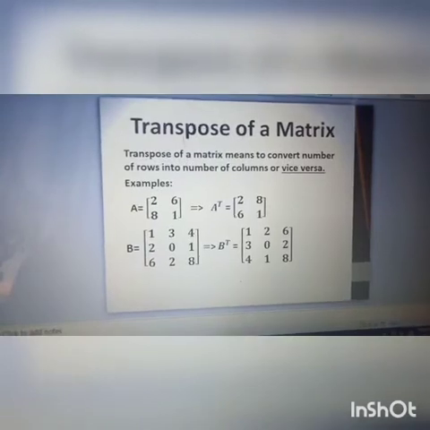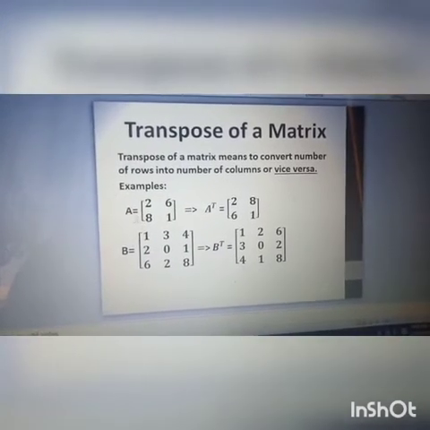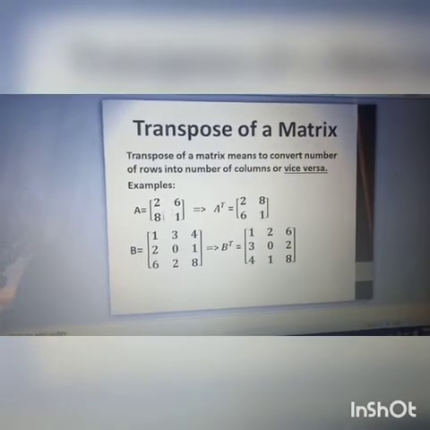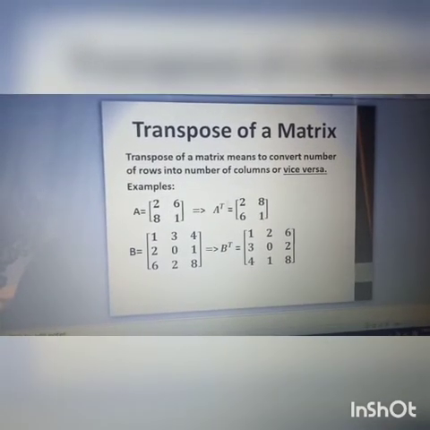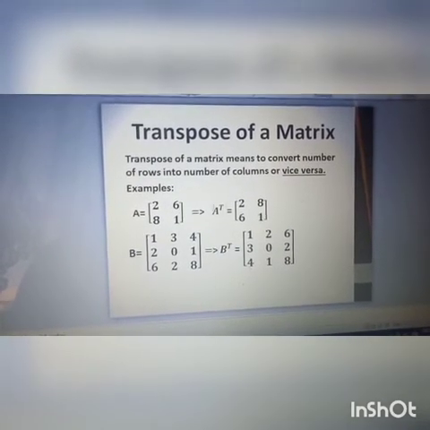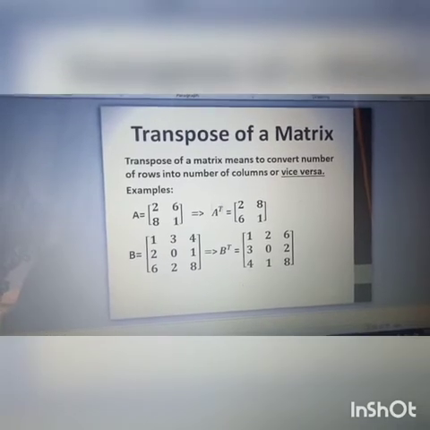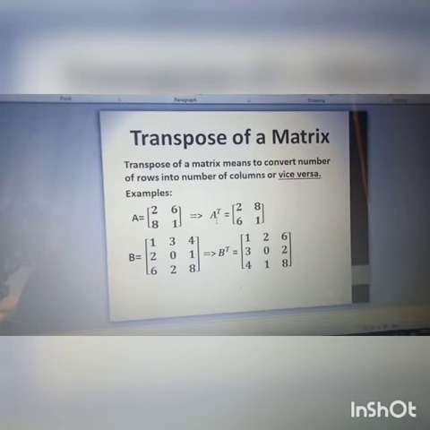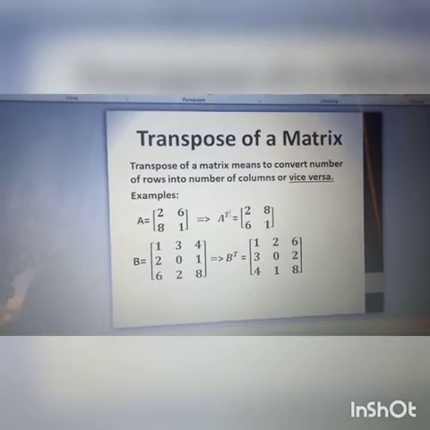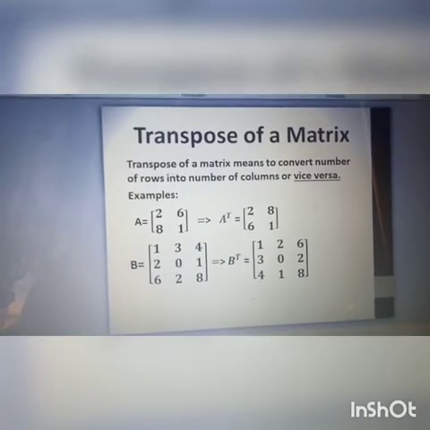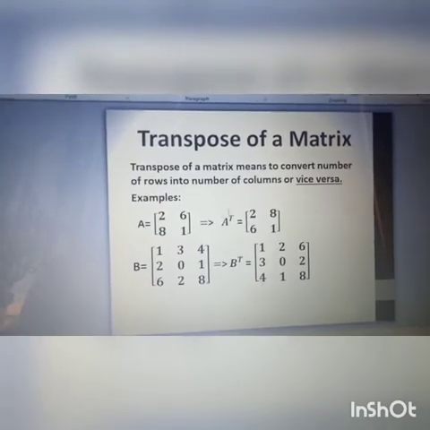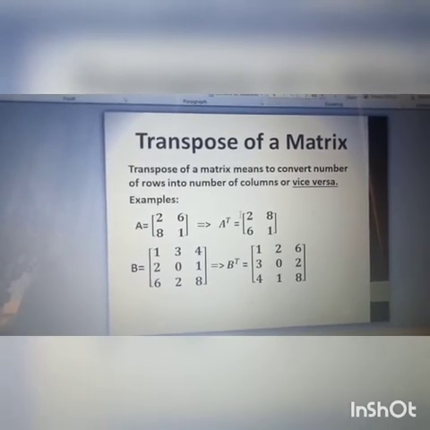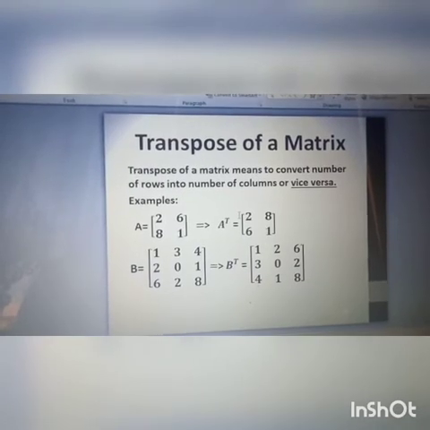I hope you will understand it with the examples given here. Two examples are being shown here. The first example, this is matrix A, 2, 6, 8 and 1. You are to calculate its transpose. Firstly, the symbol, how to show the transpose of a matrix: whatever the alphabet is that is showing the matrix, in the index you will write T, capital T. So this is showing A transpose, the symbolic way to represent the transpose of a matrix.